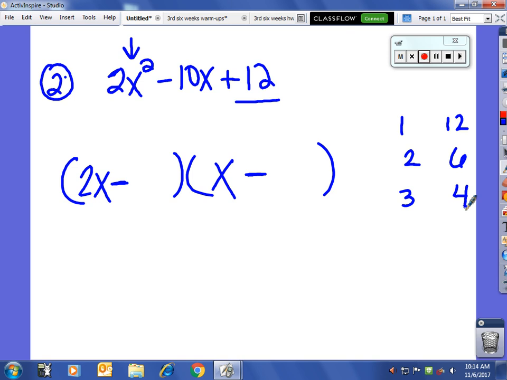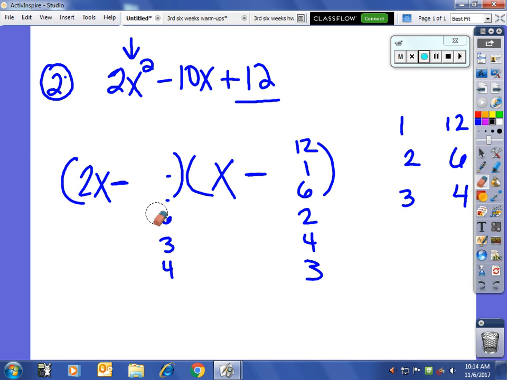And the position that I put them in matters. Like I could put a 1 here and a 12 here, or a 12 here and a 1 here. If it's 2 and 6, the 2 could go here and the 6 here, or the 6 here and the 2 here. 3 and 4 could be 3 here, 4 here, or vice versa. So look at all those possible combinations. I'd have to guess and check till I find the winning one.